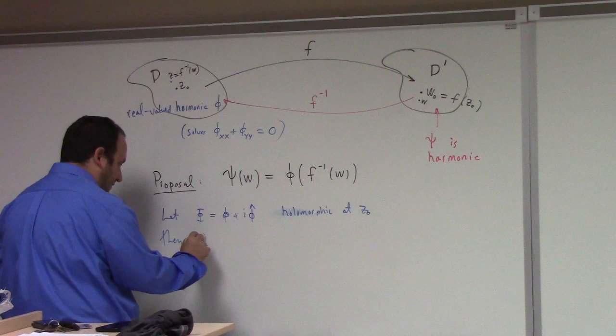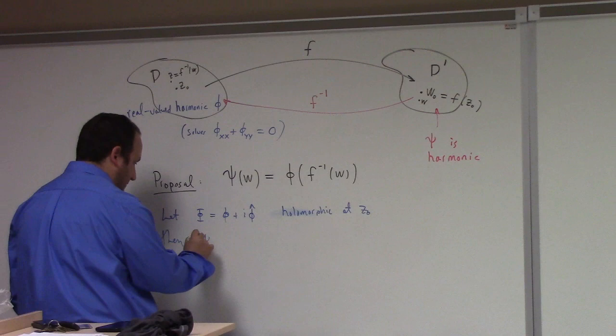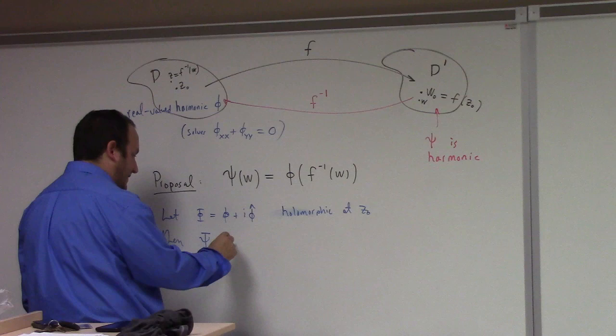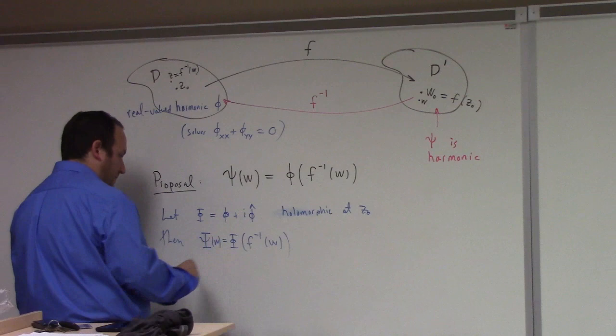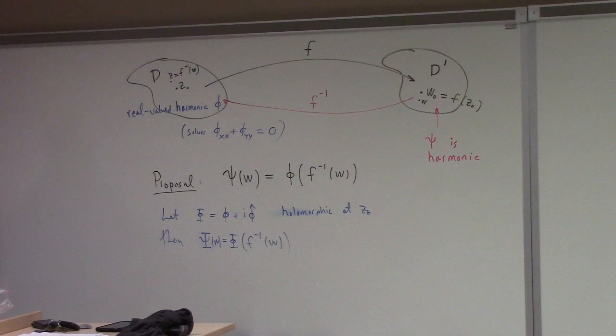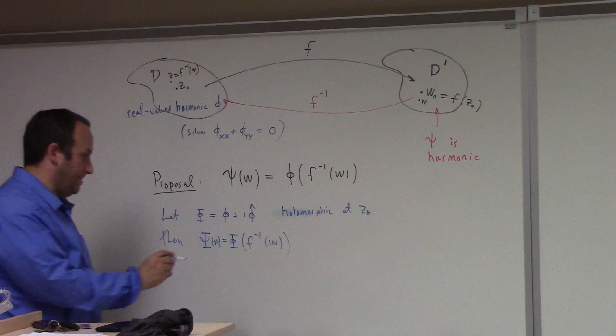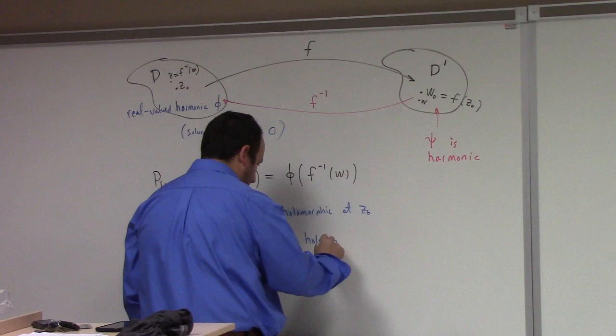Then if we construct, let's say, capital Psi, by capital Phi of f inverse of w, then capital Psi is a holomorphic function because it's the composite of the holomorphic function capital Phi and the given inverse to f, which is also assumed to be complex differentiable. So capital Psi is holomorphic, which means what? Where is it holomorphic? At w naught.